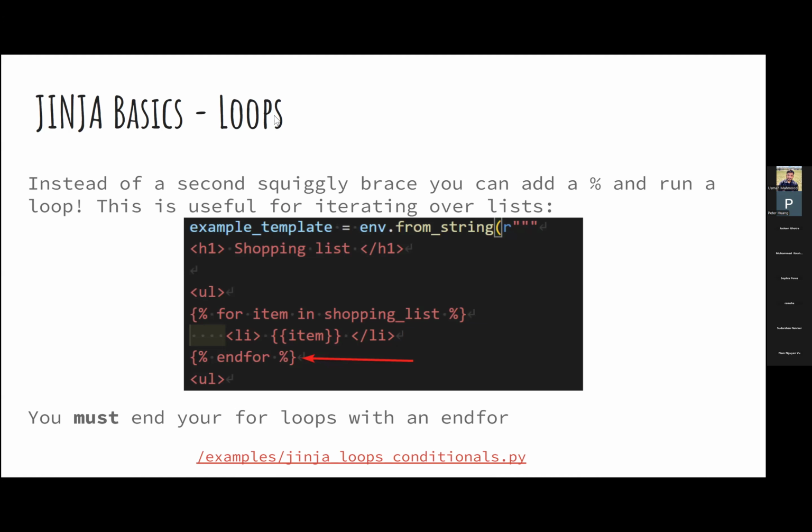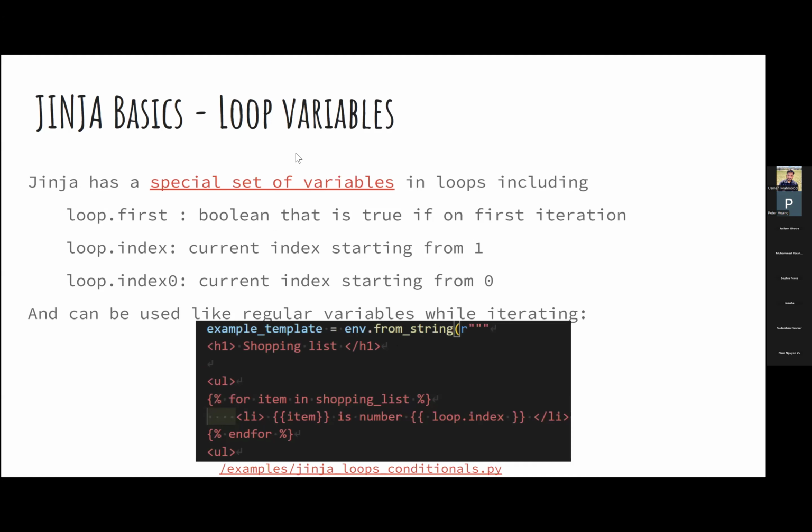Looking at the loop variables, Jinja has a special set of variables in the loops, including loop.first, loop.index, and loop.index0. The first one is a Boolean that is true if on the first iteration. Then you have the index, the current index starting from 1, and the other one is the current index starting from 0. And it can be used like regular variables while iterating. So these are going to be very useful for certain types of loop conditions that you're looking for. And again, it depends on how you want to implement it.